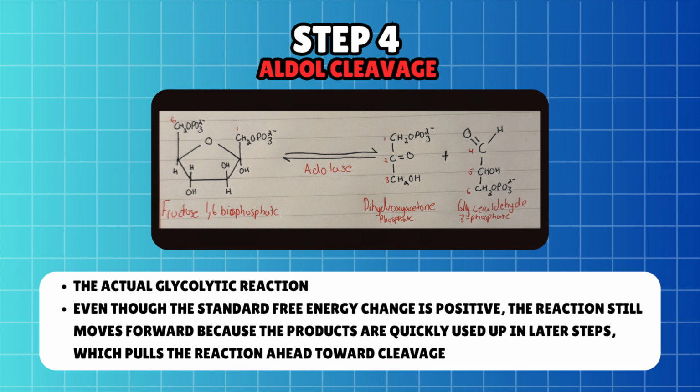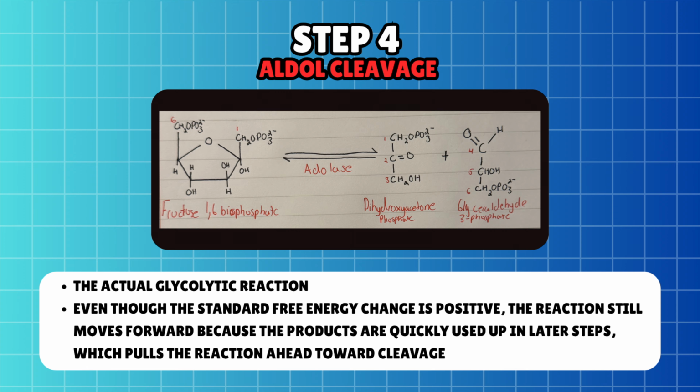Moving right along, we have step 4, aldol cleavage. The enzyme used in this reaction is aldolase. And the reaction starts with a fructose 1,6-bisphosphate, and the products would be a DHAP and G3P. So what's really happening in this reaction is the 6 carbon molecule is split into 3 carbon molecules, which is the DHAP and the G3P. And this is the actual breaking step of glucose.